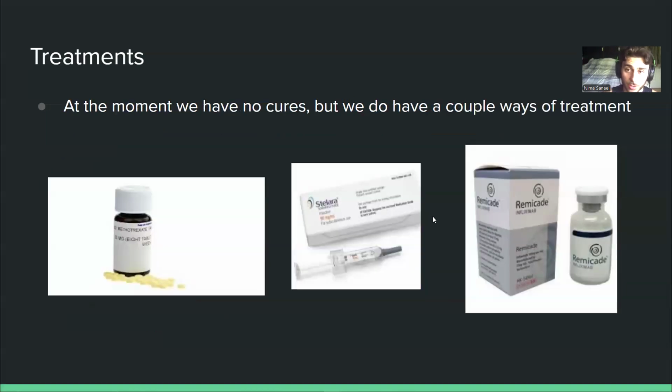At the moment, there are no cures for Crohn's disease, but we do have a couple methods of treatment right now. One of them is methotrexate, another one is Stelara, and another one is Remicade, which we'll get into further right now.